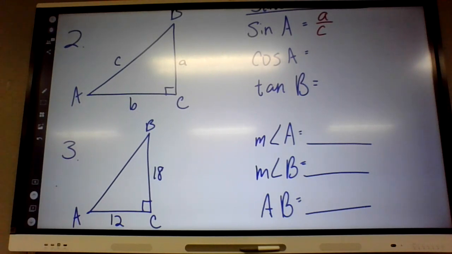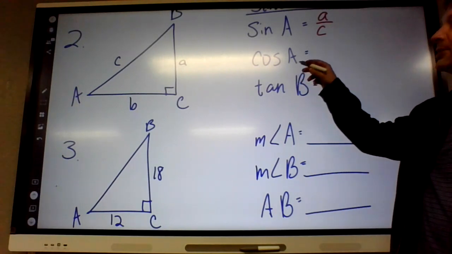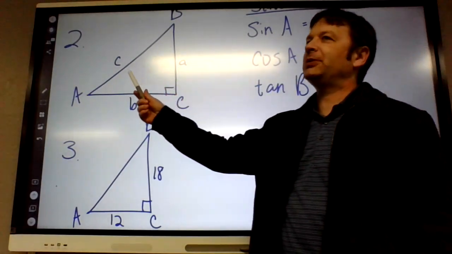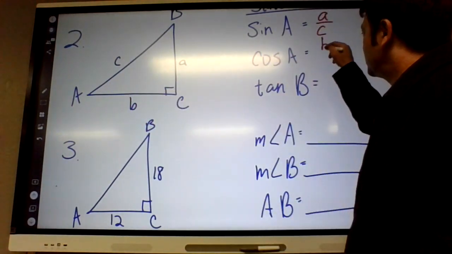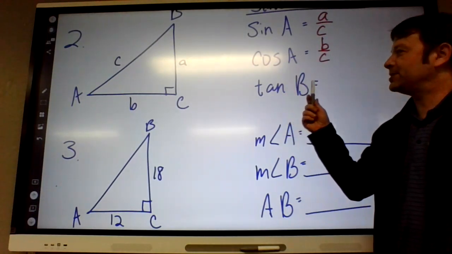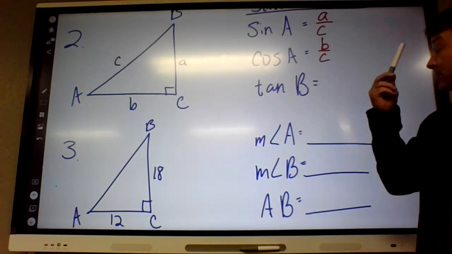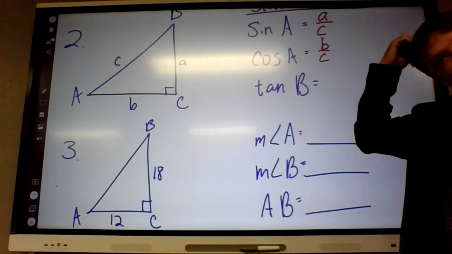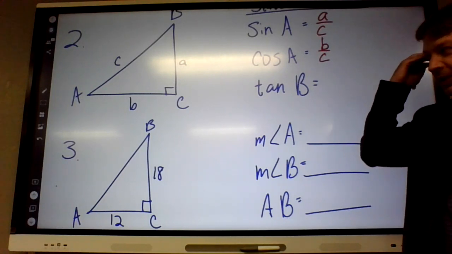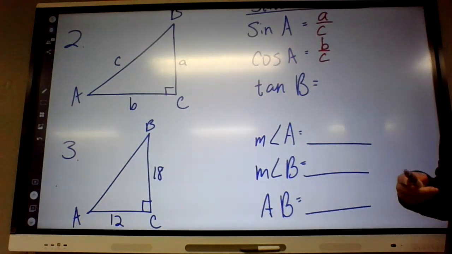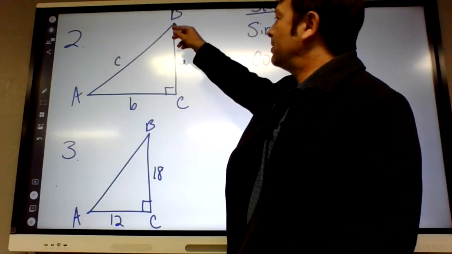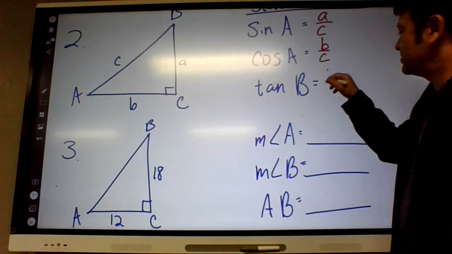All right. So what's cosine of A? Whitley, what's cosine of A? Adjacent over the hypotenuse. So what's adjacent over hypotenuse? B over C. So notice on tangent it switches to tangent of angle B. Emily, what does tangent tell us? Opposite over adjacent. So what's opposite of angle B? Angle A. And what's the adjacent? A.